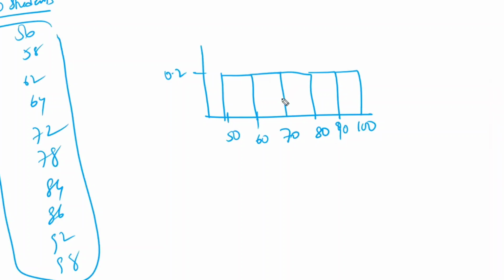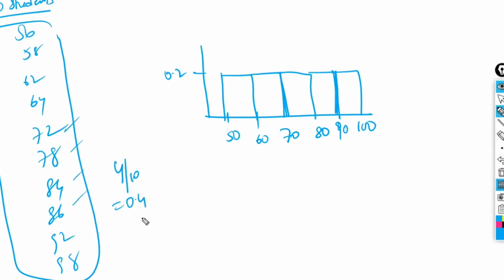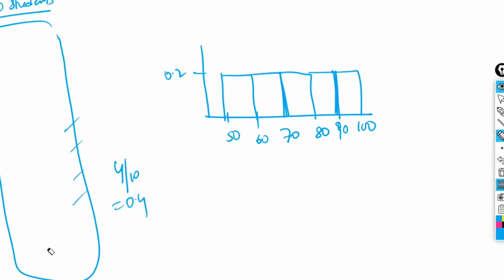Now, I want from 70 to 90, how many students are there? 1, 2, 3, 4. 4 divided by 10, which is 0.4. Now tell me, without seeing the data, assume there is no data. Using the graph, you have to tell me how you are going to get the area between 70 and 90. That is 20 into 0.2, which is 0.4. Got the point? The same answer.